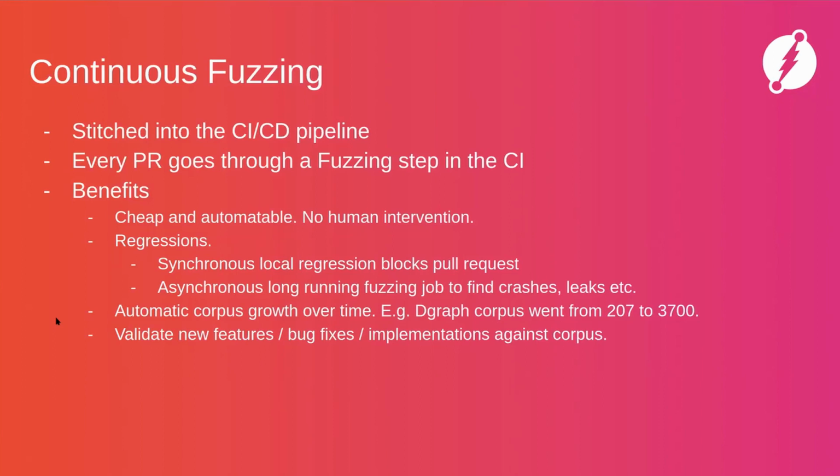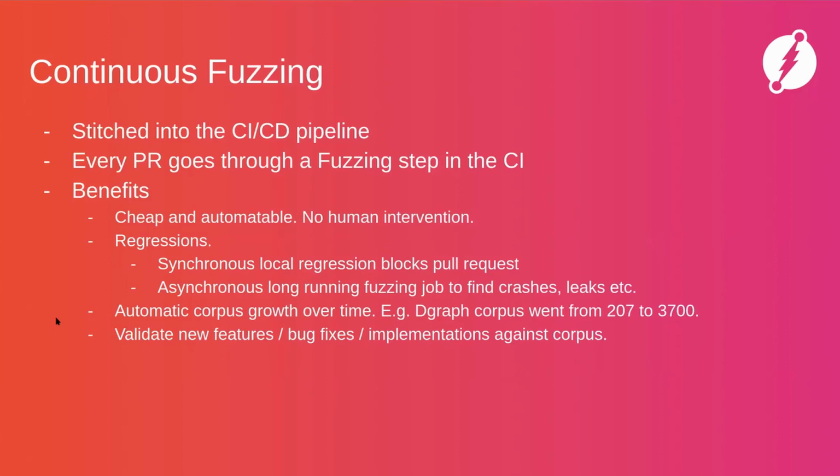The second kind of regression is what I call asynchronous regression, or a long-running fuzzing job. This should not block your PR, because technically speaking, we want this fuzzing job to run forever. And whenever it finds crashes or leaks, we want to be notified. And these are, again, bugs that need to be fixed. So those are two types of regressions.